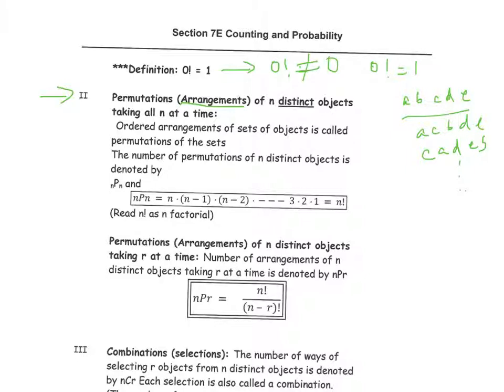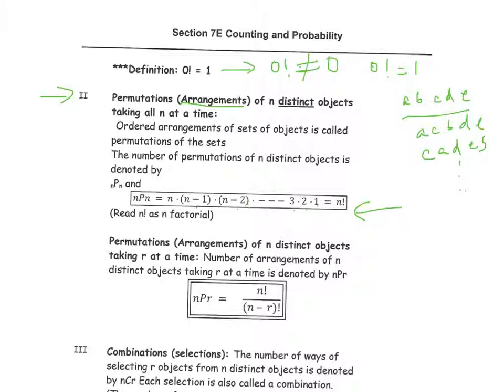So instead of doing the counting in a crude way, we could use the formula, part of which we've derived in the previous 3 pages that we've done. nPn, the number of arrangements of n distinct objects taking all n at a time, is equal to n times n minus 1 times n minus 2, and it keeps going, times 3 times 2 times 1. And that is the same as n factorial. If you read it backwards, it's 1 times 2 times 3 up to n minus 2, n minus 1, n, and that is n factorial.